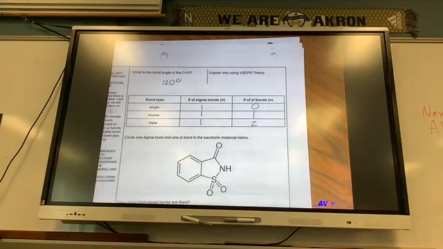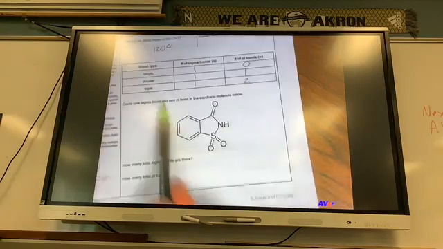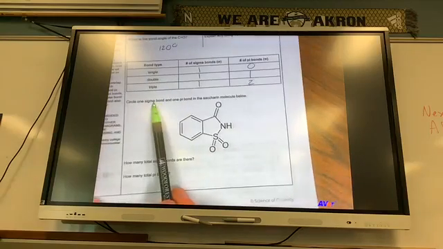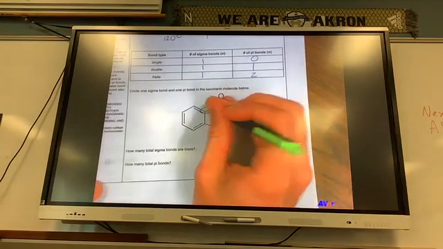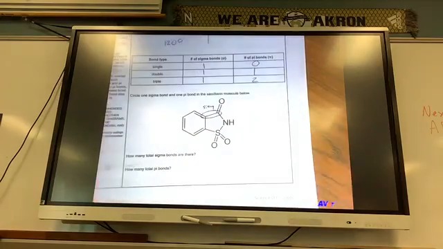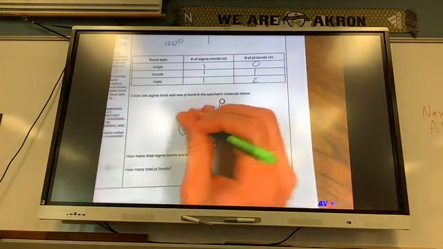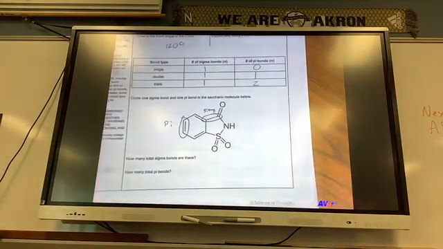The balloons were the VSEPR. I was trying to draw it because your pi bonds are like this, but your sigma bonds are like this. Remember how I was trying to draw that? So circle one sigma bond. A sigma bond, I could circle this. That would be sigma. And if I wanted to circle a pi bond, that would be a pi bond anywhere where I have a double bond.